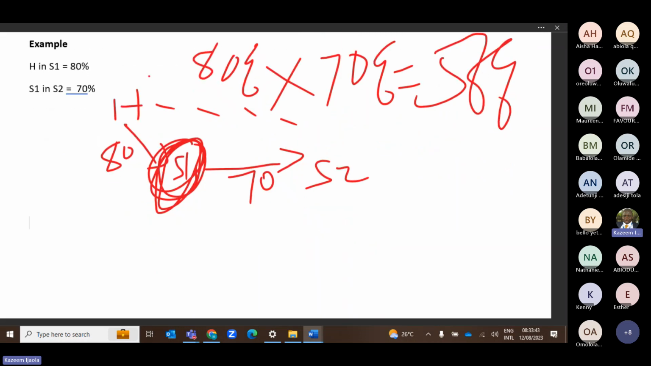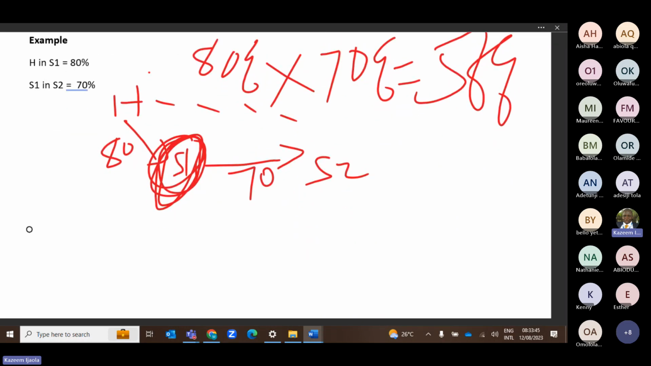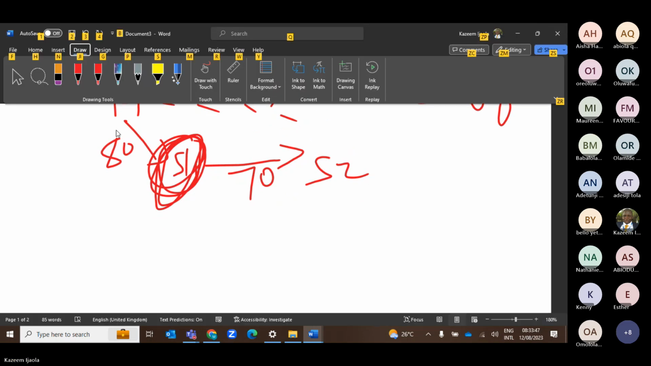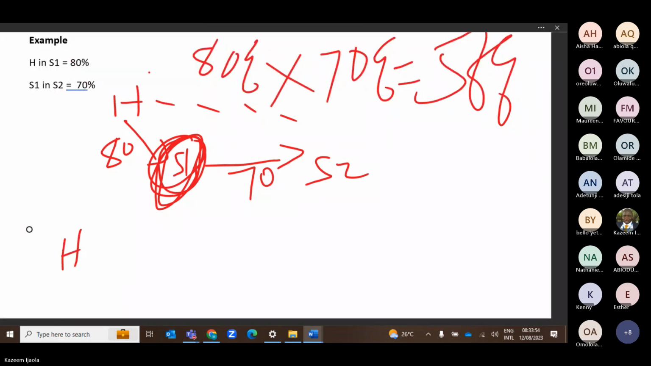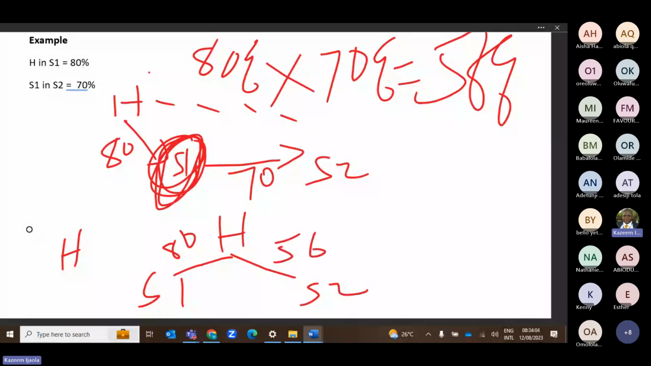So your new group structure will look exactly like this. You have your H like this, X1 is 80, then S2 is 56. This is exactly what you do whenever you have this type of indirect holding.